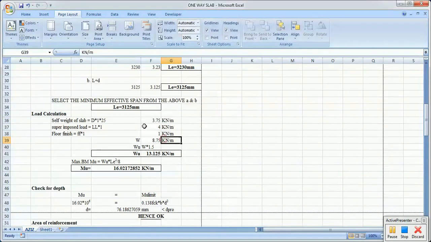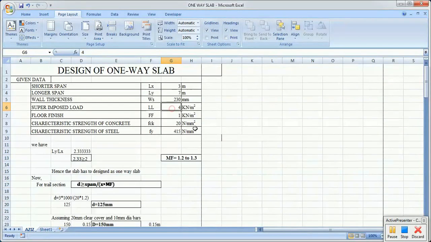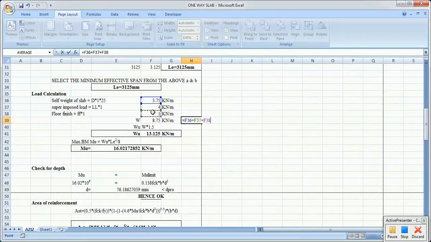Understood? Then next is the superimposed dead load. Live load is given as 4, so again per meter, you get 4 kN per meter, and the floor finish is given as 1, so 1 kN per meter. Then the total load you can add. So how can you add? Equal to this plus this plus this, enter. So you can calculate the total load like this.